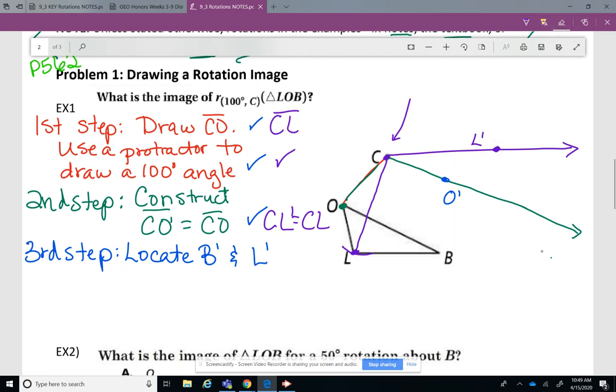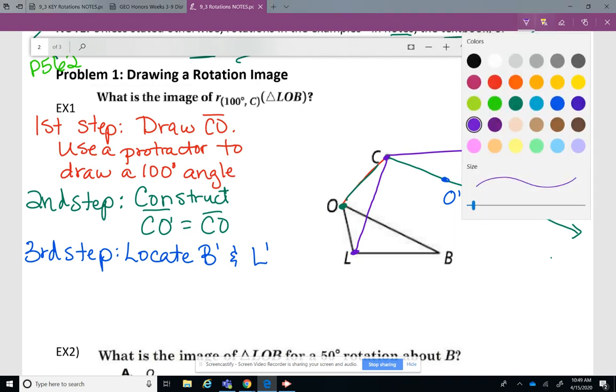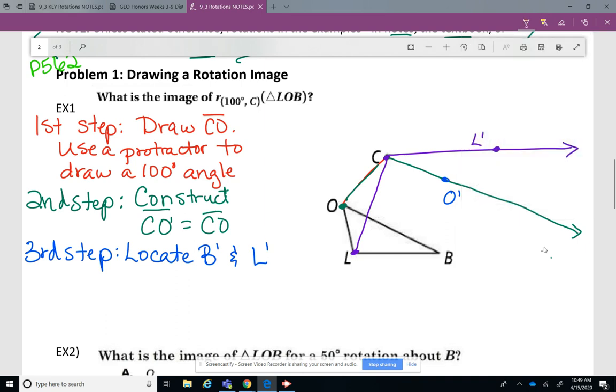Okay, I'm going to erase that mark, and I'm going to erase this mark down here. Erase this arrow. I'm going to erase all these steps here, because we're going to go back now, and we're going to do B prime. All right, so let's see. I'll do B prime in brown. So I'm going to draw from C to B. All right, C to B. All right, got that done.